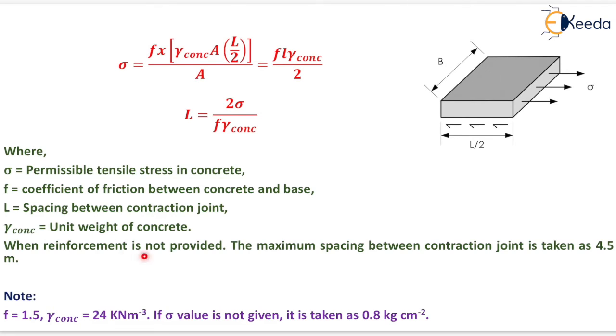When reinforcement is not provided, the maximum spacing between contraction joints is taken as 4.5 meter. Now one note is written here, that is, when coefficient of friction is 1.5, gamma of concrete is 24 kN per meter cube. If sigma value is not given, then it is taken as 0.8 kg per centimeter square.